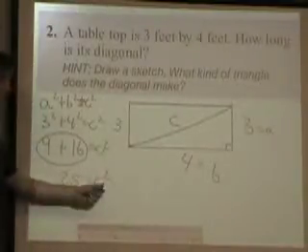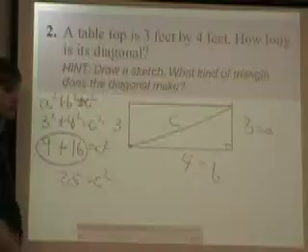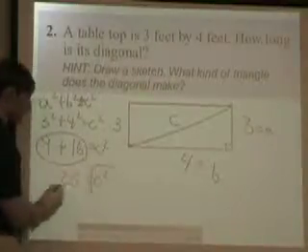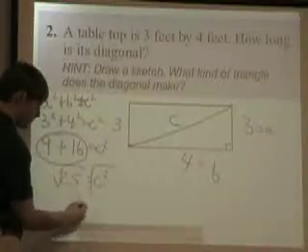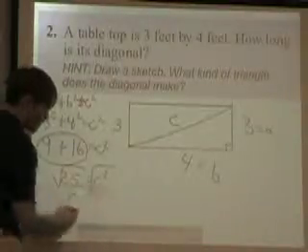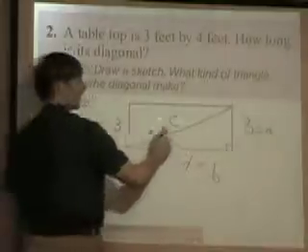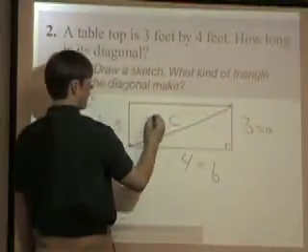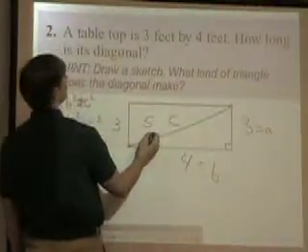Now, Anna, how do I solve for C here? Take the square root of both sides. So C equals what? 5. C equals 5. So what is it? What's our hypotenuse, the diagonal of our table? 5 what? What's it say right there?